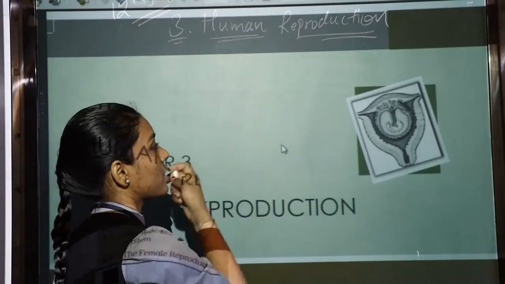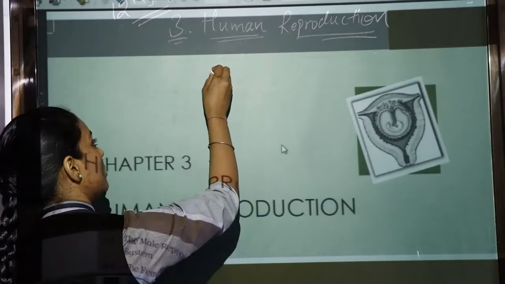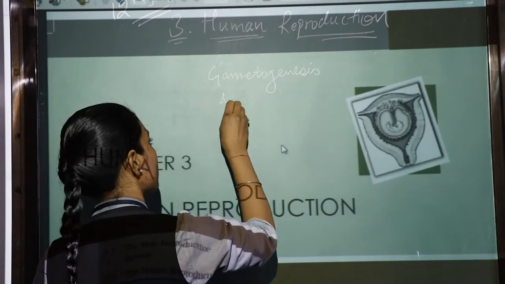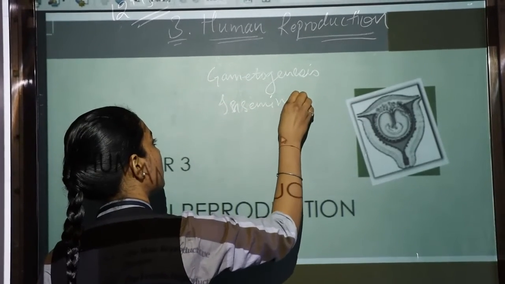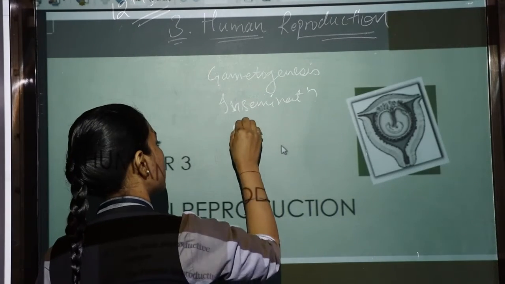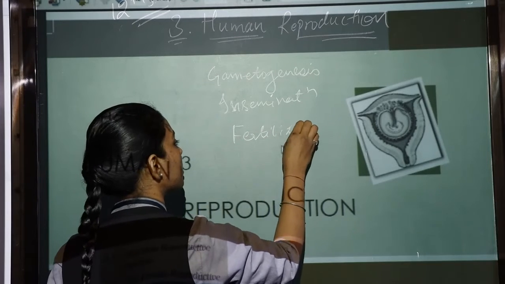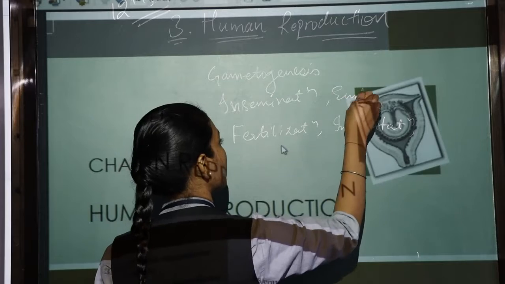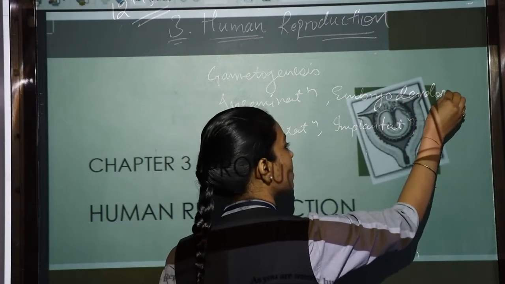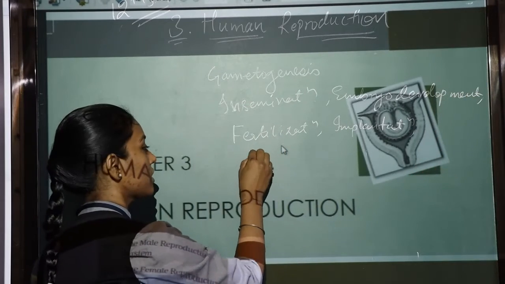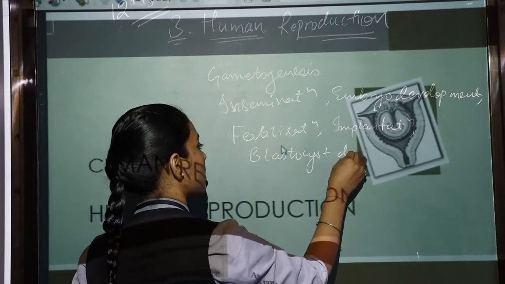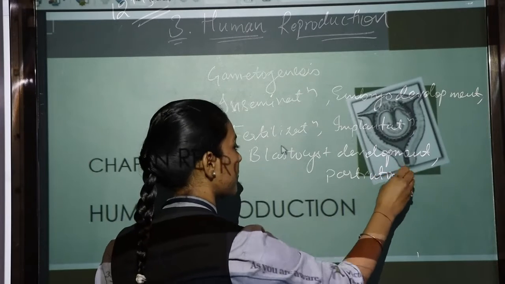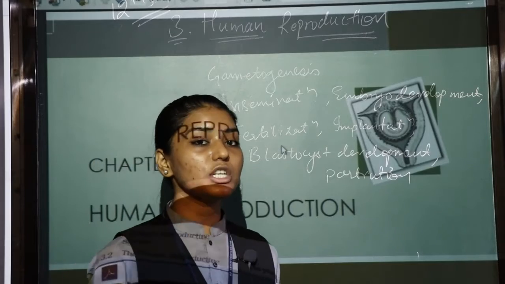So, we have seen human reproduction, and its basic steps. Those basic steps were gametogenesis, we have seen the process. Then we have seen insemination, okay, insemination part we have seen. Then fertilization, we have also seen implantation. Then embryonic development, okay. Then we have also seen blastocyst development and parturition, okay. So, these were the events which were known as the basic steps in human reproduction, okay.